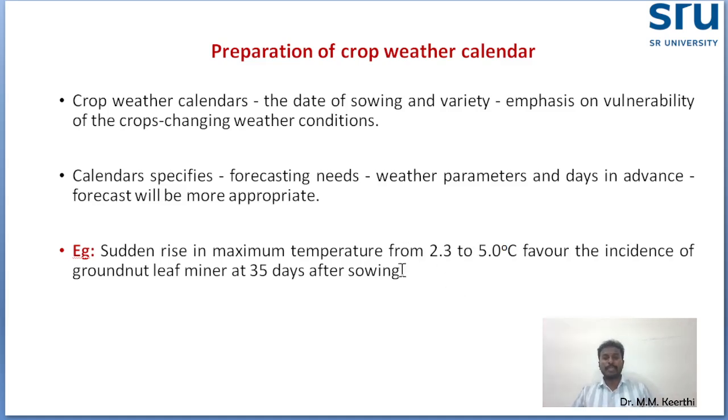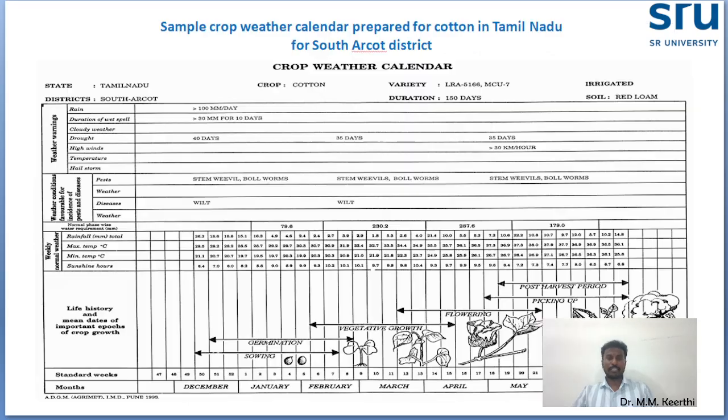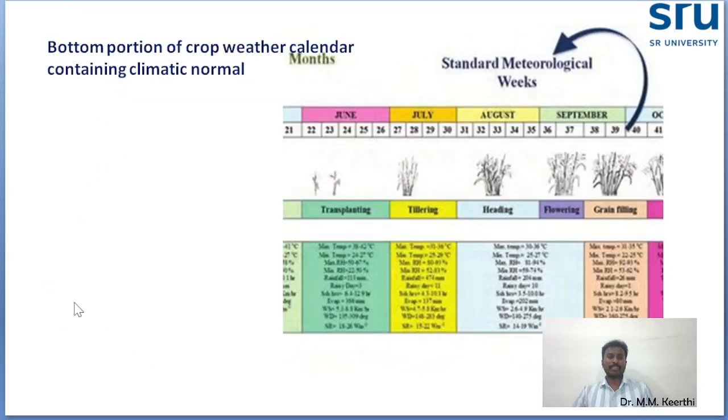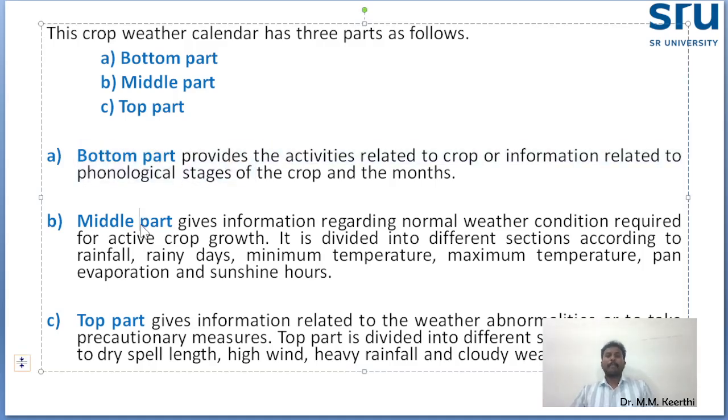So in that crop weather calendar, there are three parts. You see in this picture, you will understand. Okay, this is a crop weather calendar. I will explain about it. There are three parts: bottom part, middle part, top part. The bottom part provides information related to the phenological stages, month wise. The middle part gives the normal weather conditions required for crop growth.